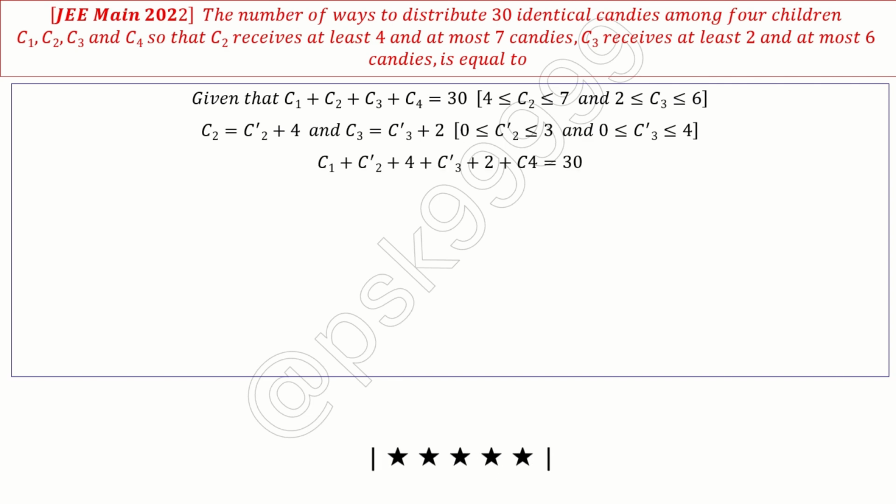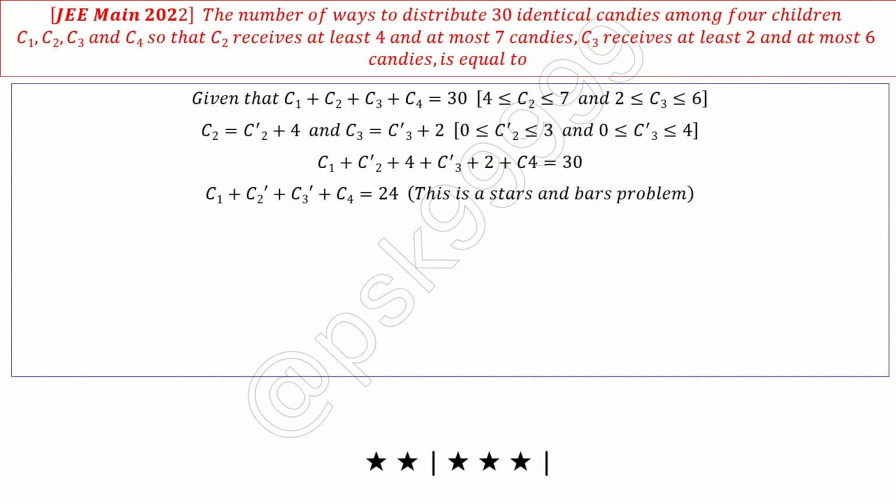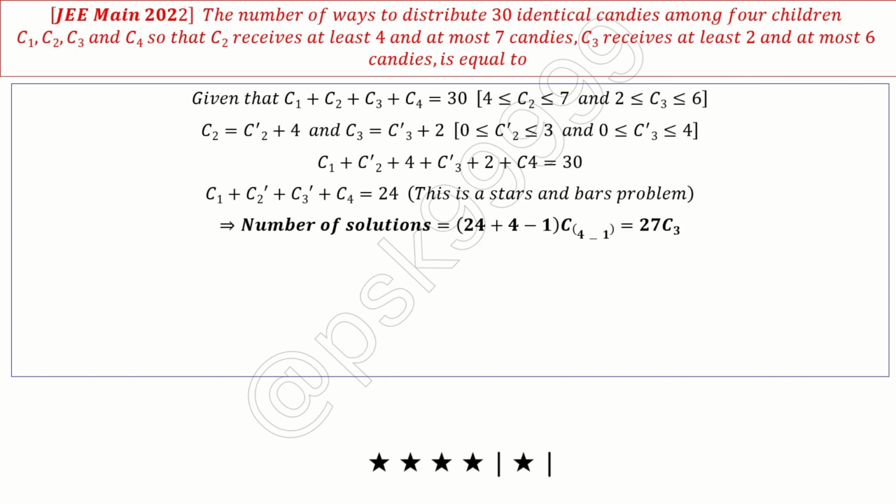Now my new equation looks like this: C1 plus C2 dash plus 4, C3 dash plus 2, plus C4 equal to 30. If I simplify, this becomes C1 plus C2 dash plus C3 dash plus C4 equal to 24. Now this is a stars and bars problem, but remember the upper limit is not considered yet. So this is not the complete solution, but let's find out how many possibilities there are with this equation. It is 24 plus 4 minus 1, because there are 4 variables here, C 4 minus 1, which is 27C3. So note down this one.